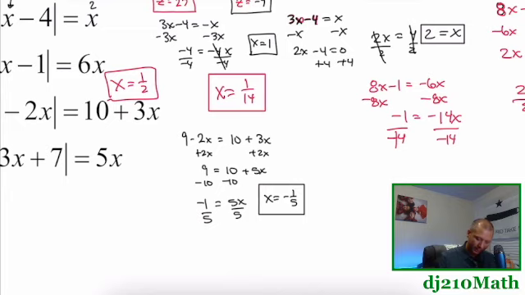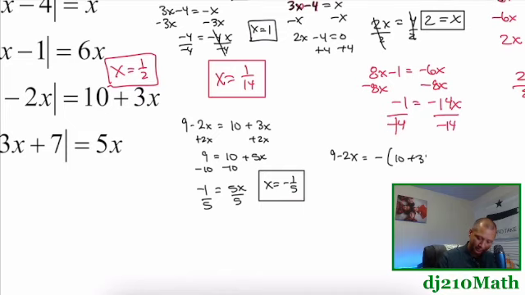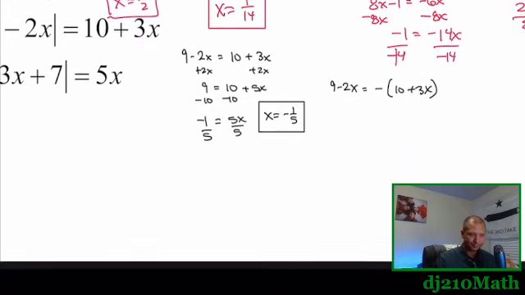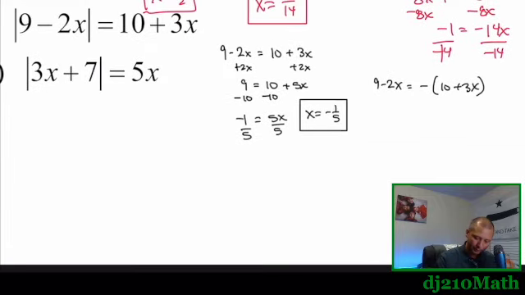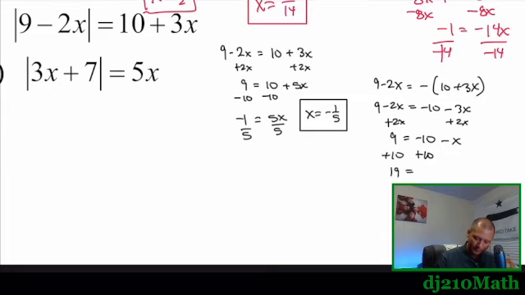If we take the negative version, so 9 minus 2x is equal to negative 10 plus 3x. When you distribute the negative, we get 9 minus 2x is equal to negative 10 minus 3x. We add 2x. So 9 is equal to negative 10 minus x. We add 10. We add 10. So 19 is equal to negative x. Divide both sides by negative 1 to isolate x. And we see that x is equal to negative 19.